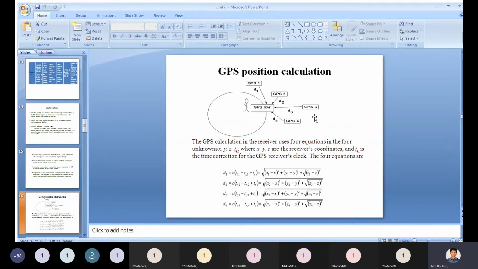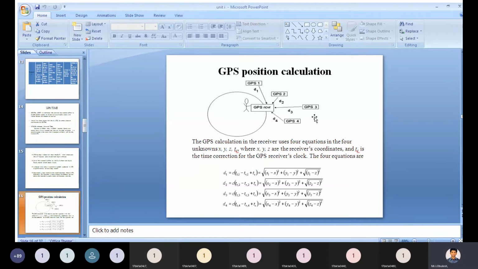In the 4 equations there are 4 unknowns: X, Y, Z and TC, where X, Y, Z are the receiver's coordinates, and TC is the time correction for the GPS receiver's clock.